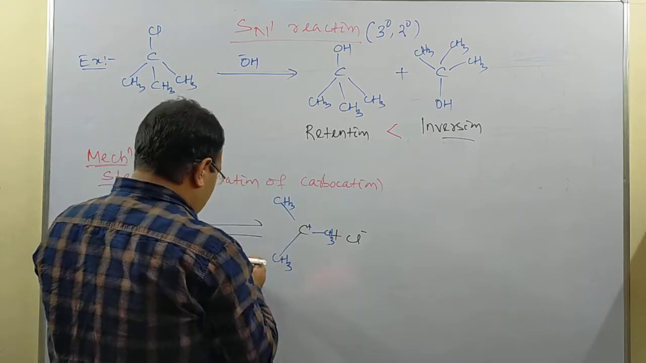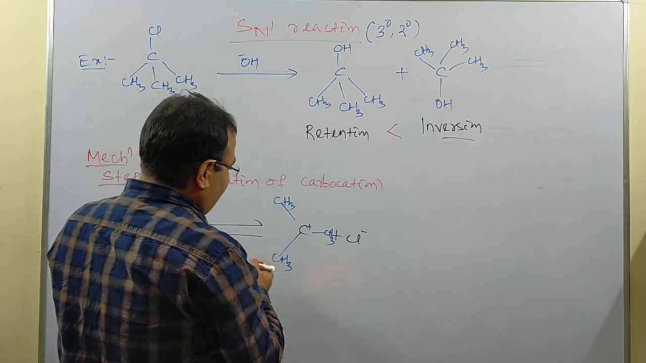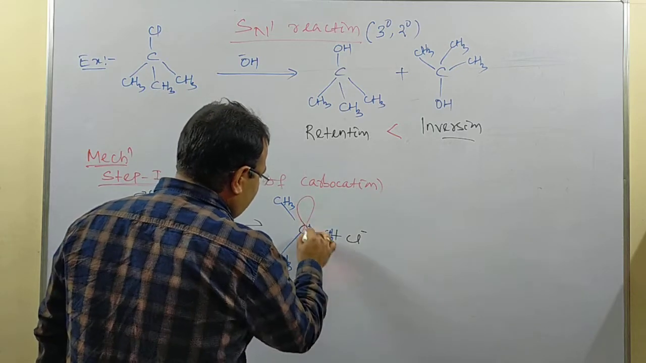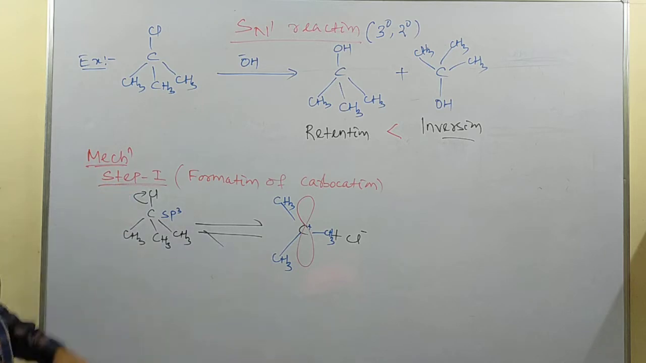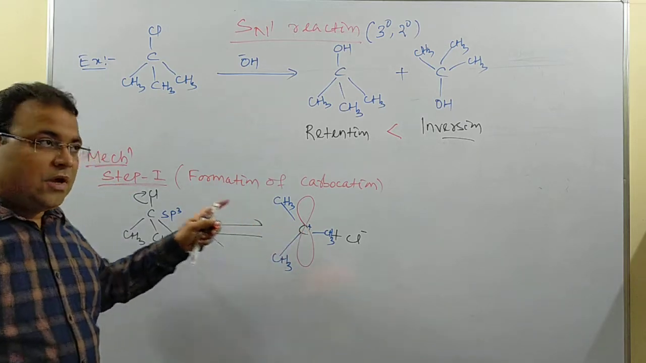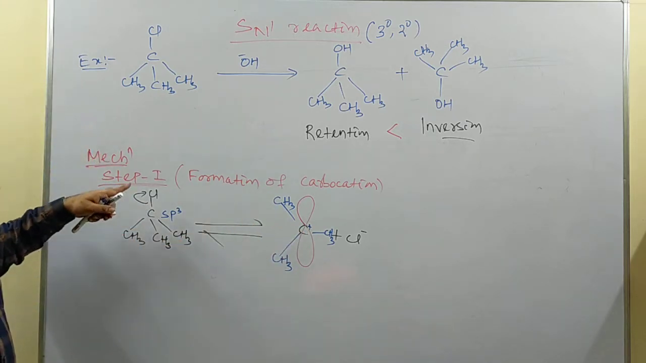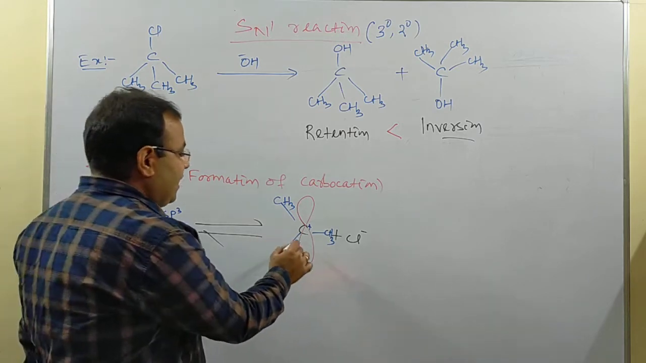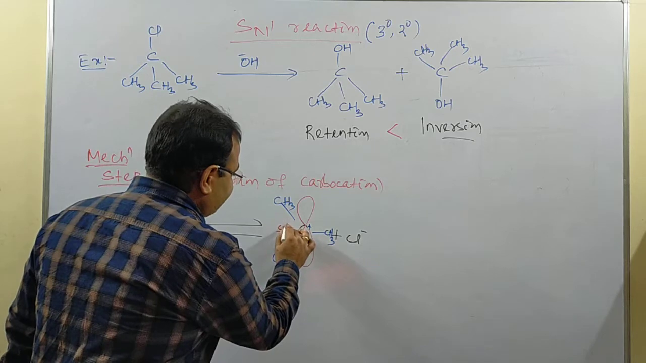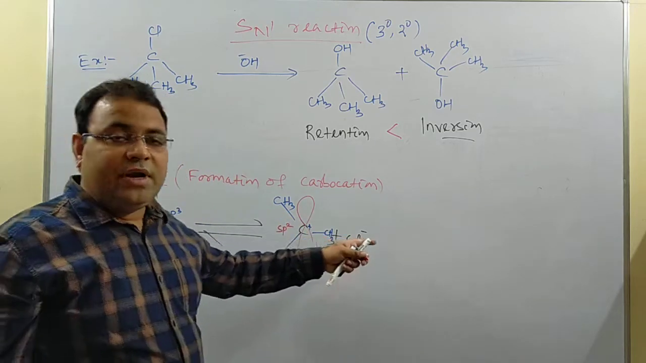And it is also having one empty orbital. Which orbital? The orbital which was associated between carbon and chlorine. Now it is empty, because the shared pair of electrons has been taken by the chlorine. So here the hybridization is sp2, and the chlorine is already removed.